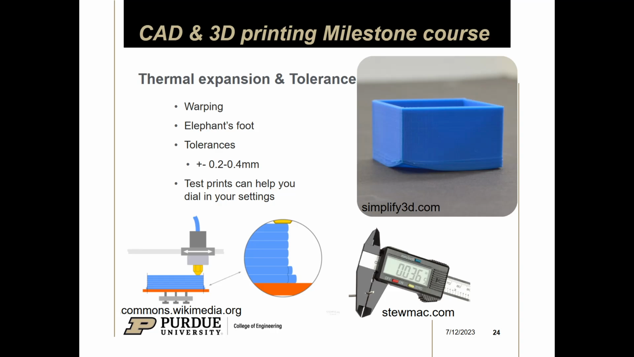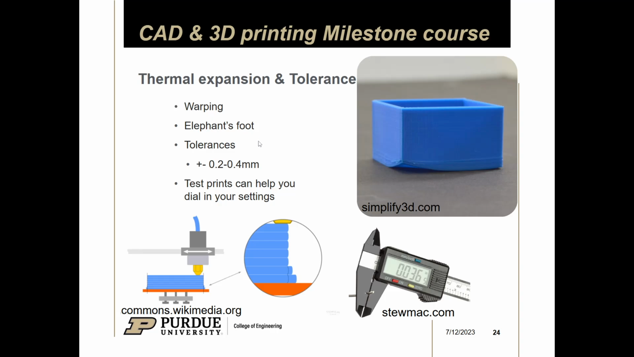But yeah, with better tuned machines, elephant foot is becoming a little bit less of an issue, but it's not never an issue. So it's a good idea to factor in a little bit of tolerance, just in case the printer that you print on isn't fully dialed in and stuff like that.